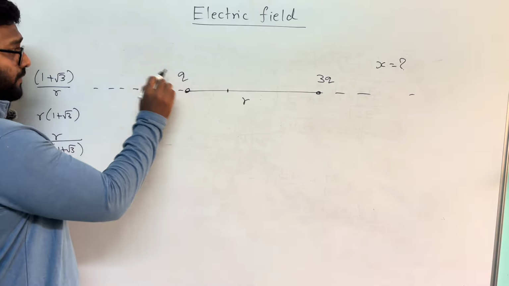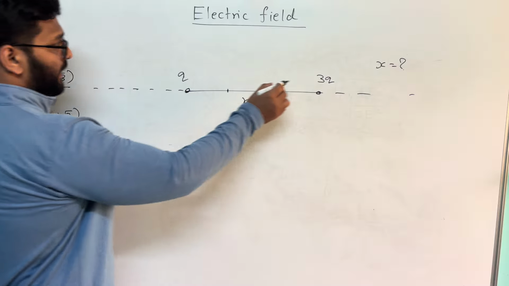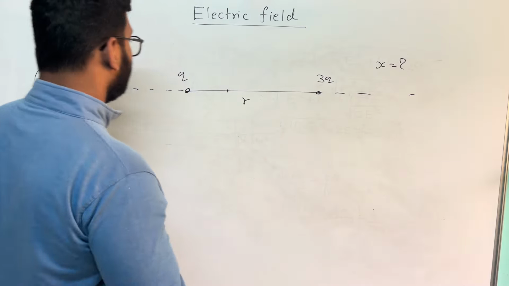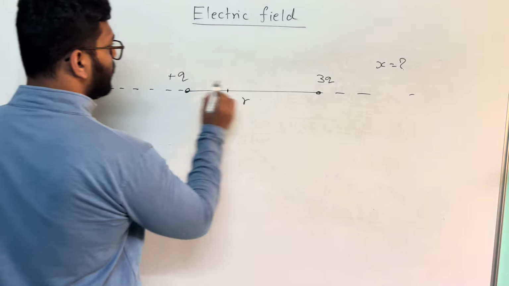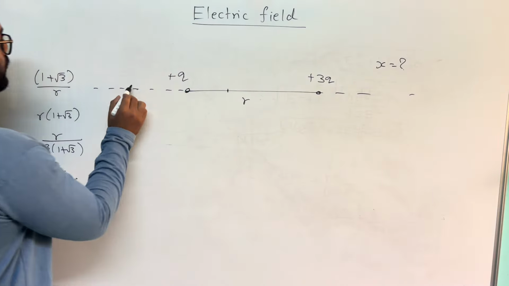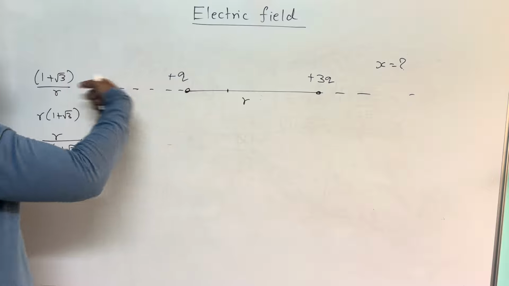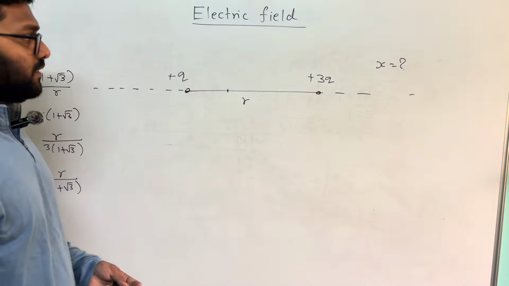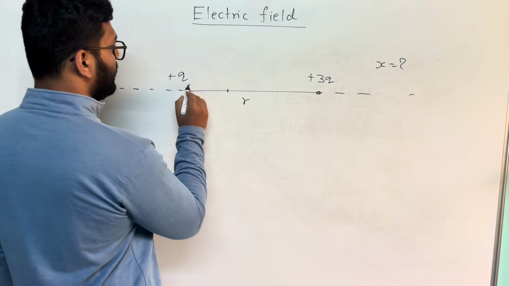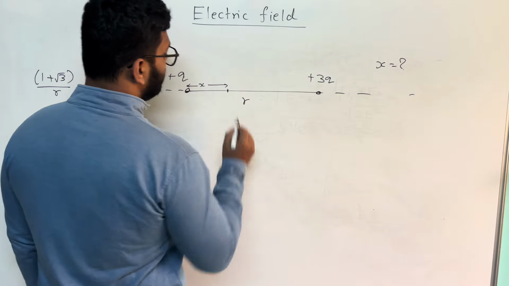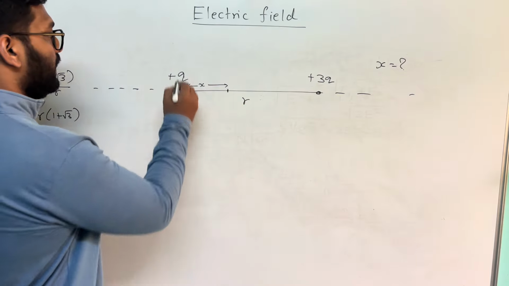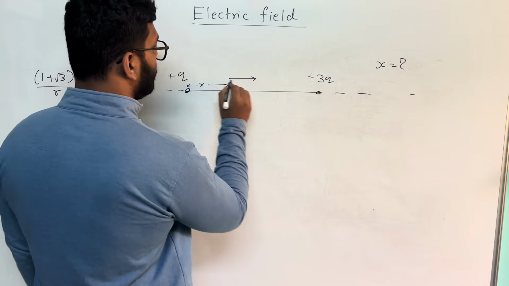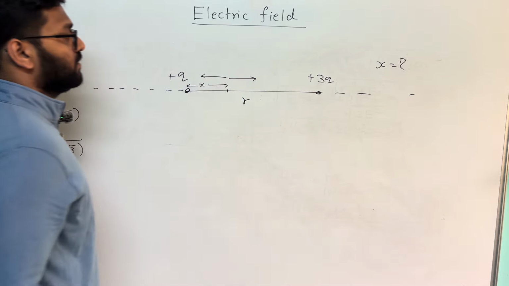Okay, what will happen here? The electric field due to this plus q and due to this plus 3q, can they ever cancel each other? The answer to that is no, because both of them are positive charges. So both of them will repel, right? Both of them will have the electric field directing in this direction. So they will never cancel. But in this case, if I say at a distance x, then there is a chance, okay? The electric field due to this q is in this direction, and the electric field due to this 3q is in this direction.